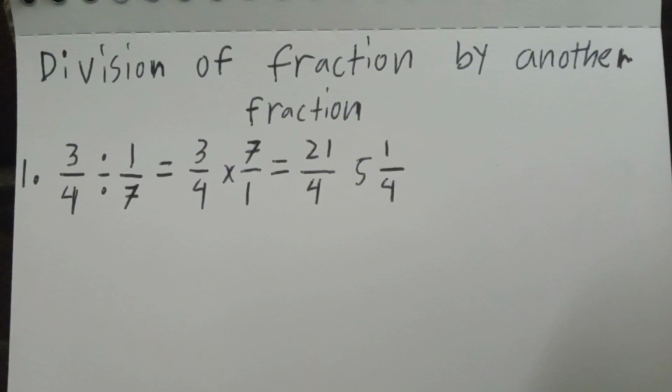But can that be our final answer? No. Why? Because it's an improper fraction. So we have to turn it into a mixed number. So 21 divided by 4 is 5. That will be our whole number. And 5 times 4 is 20. So 21 minus 20 is 1. That will be our numerator. And we just copy 4 as the denominator. And that will be our final answer.